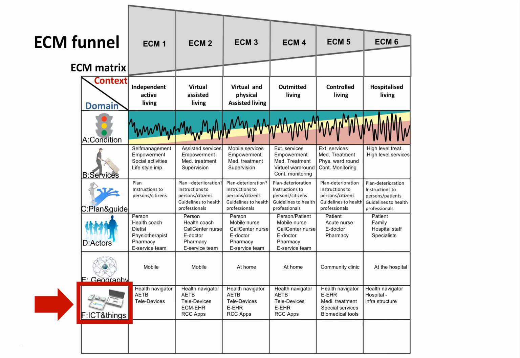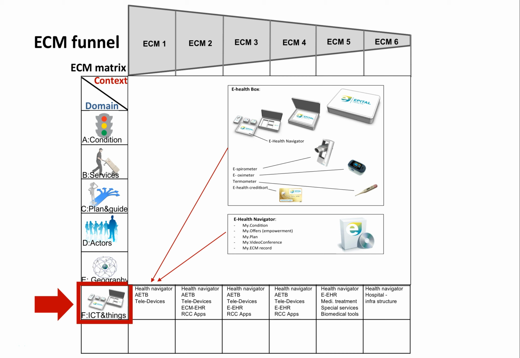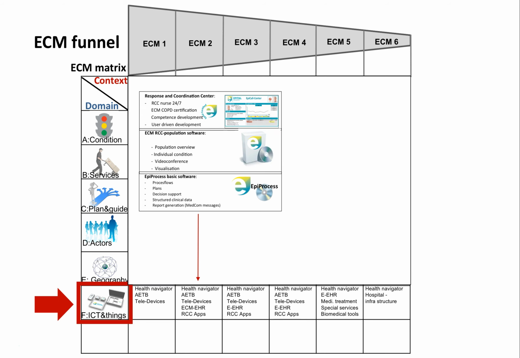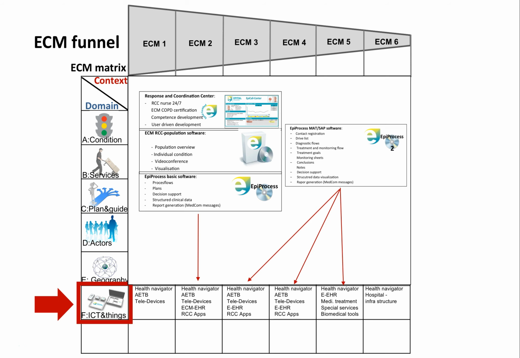Domain F includes the applied ICT and related things as different types of objects used by the different actors of the ECM network. In ECM1, the primary content is the eHealth box, with a health navigator, measuring devices and an emergency medicine box. In the following ECM filters, other ICT systems used by health professionals can be seen.